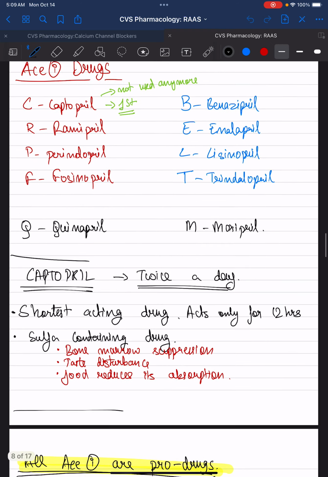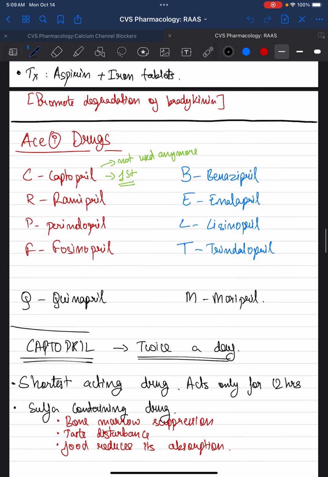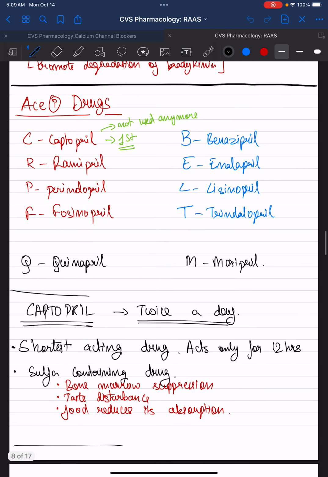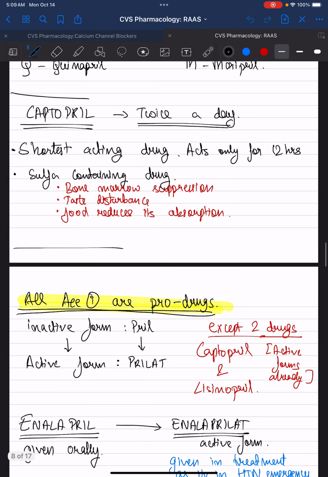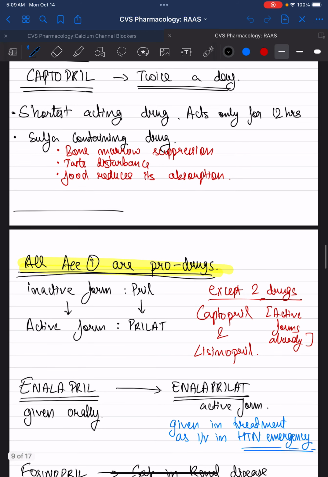Captopril was the first ACE inhibitor to be discovered, but it is not used anymore. Let's see why. Captopril had to be given twice a day, because it is the shortest acting drug and only acts for 12 hours. It is a sulfa containing drug, so it has side effects like bone marrow suppression and taste disturbance, and consumption of food reduces the absorption of captopril.